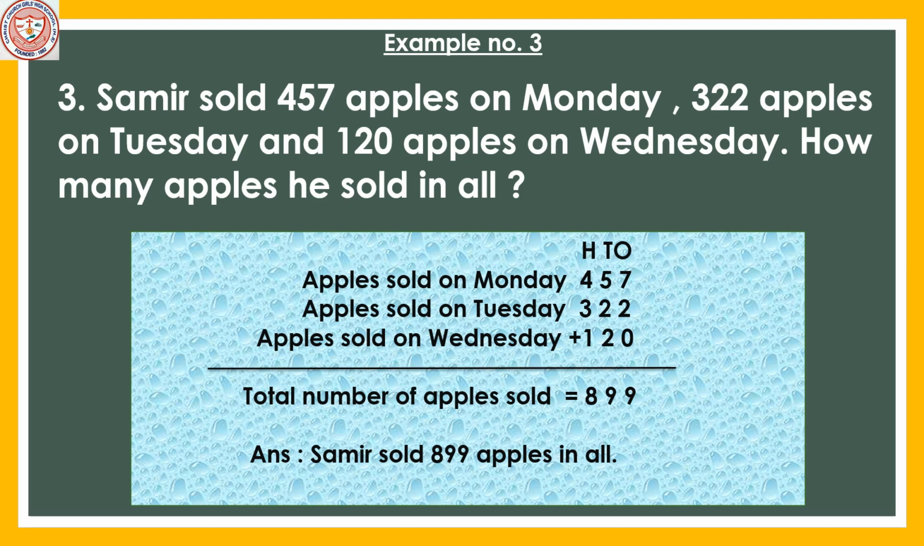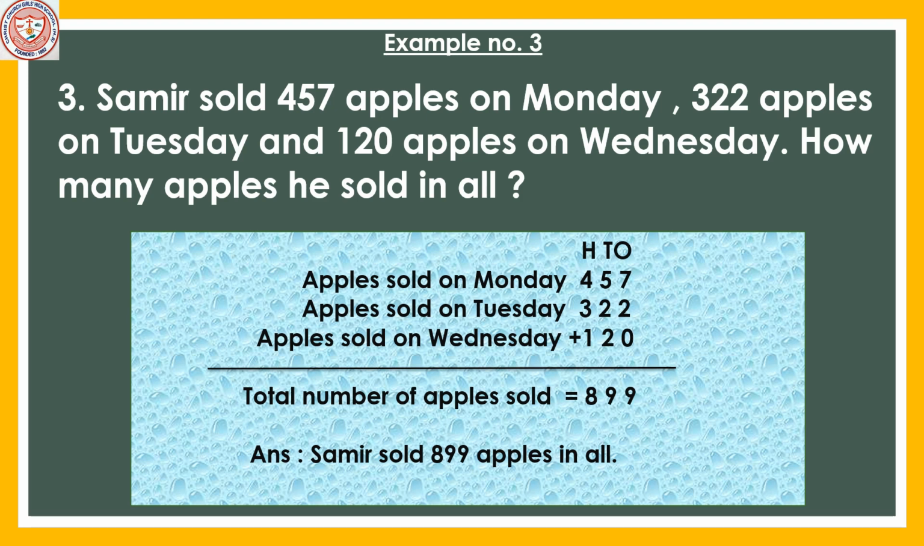You have to write statement number 1, and that will be apples sold on Monday, 457. Before writing the numbers, you have to write HTO, and then you have to write the numbers according to their place value. Next you have to write the second statement, and that is apples sold on Tuesday, 322. Again you have to write the numbers in their correct place.